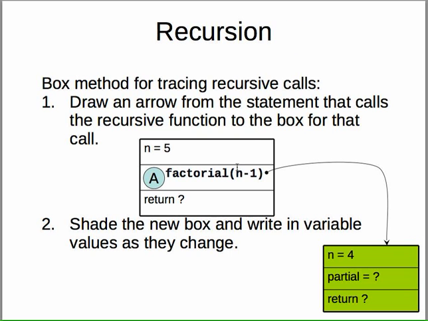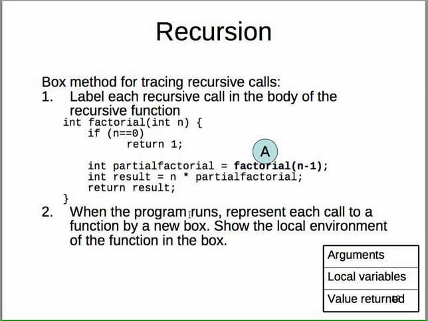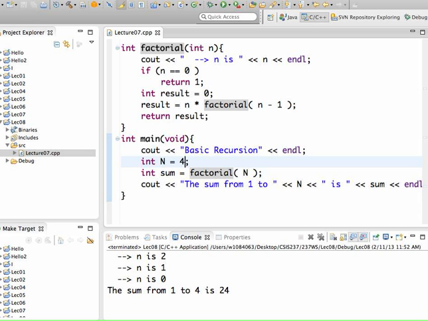So here's the box method. Oops, let me go back. So when the program runs, you want to represent each call to a function by a new box. So you draw a box for each time you call the function. And that's analogous to our debugger. So remember when we debug, and let's just do that right now.